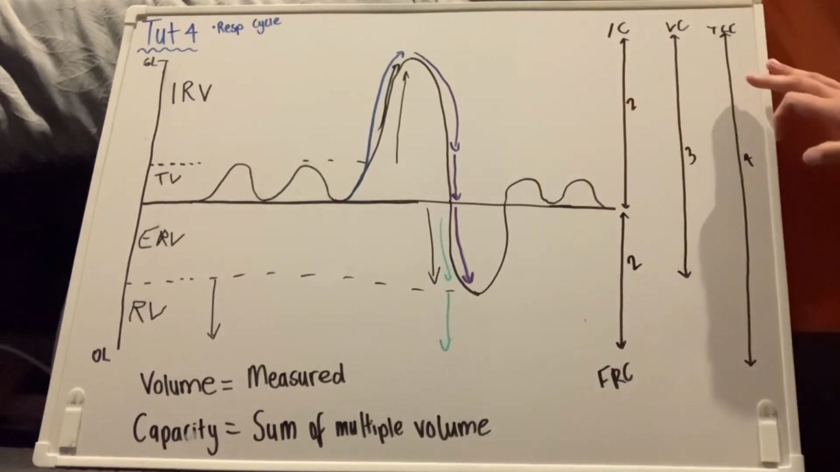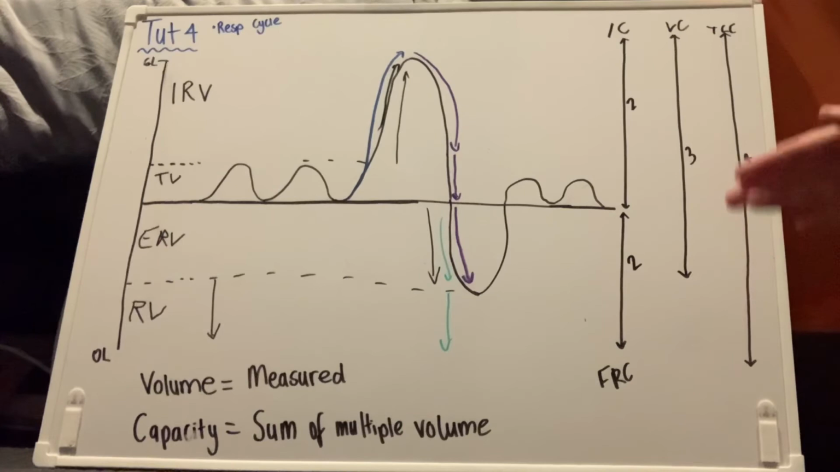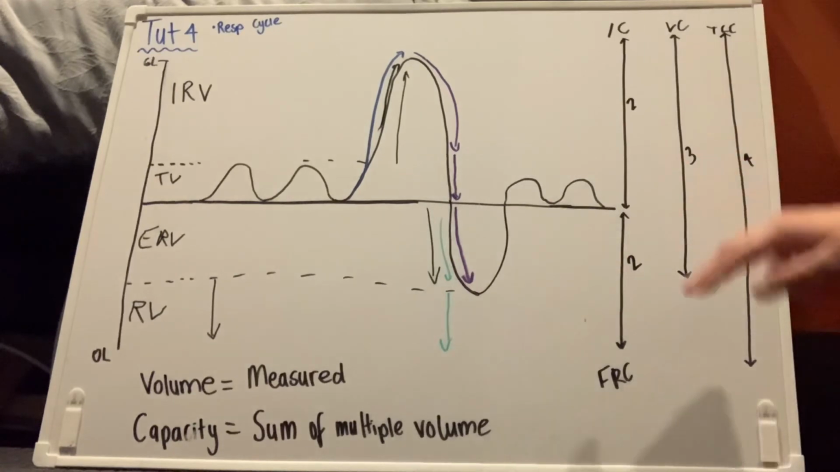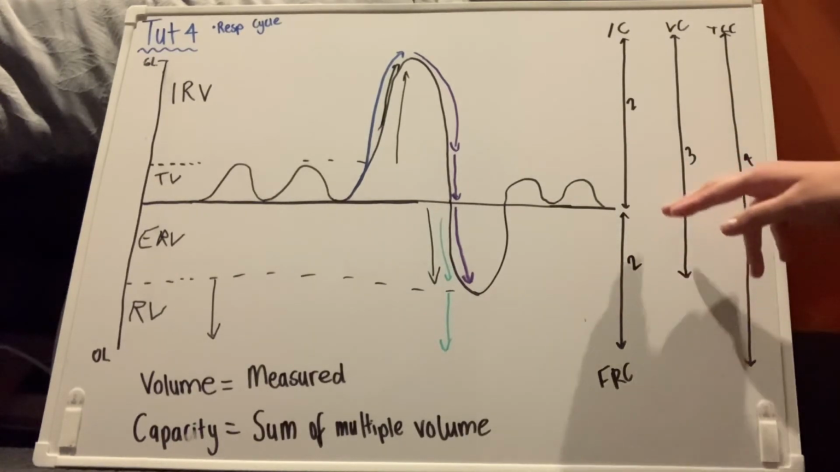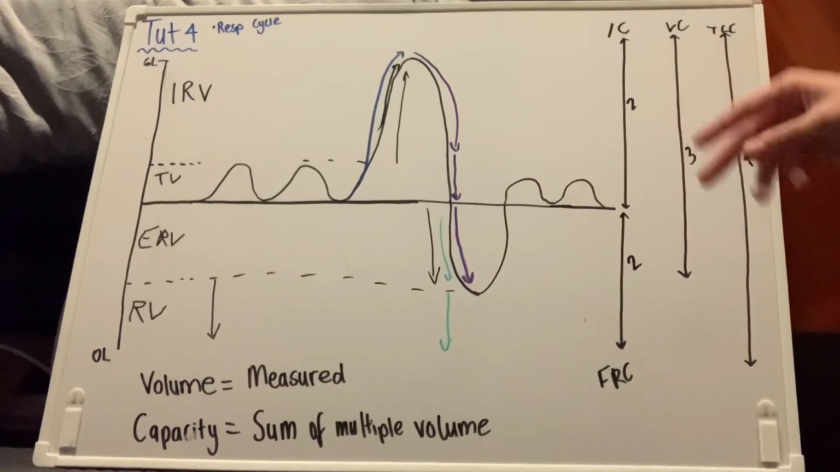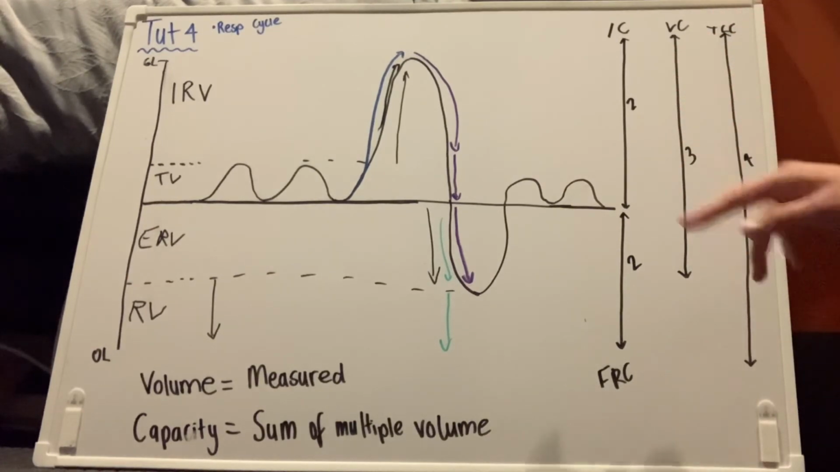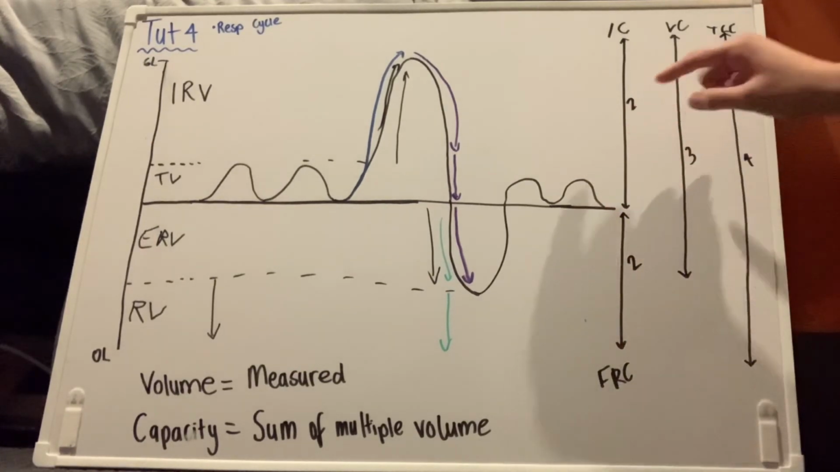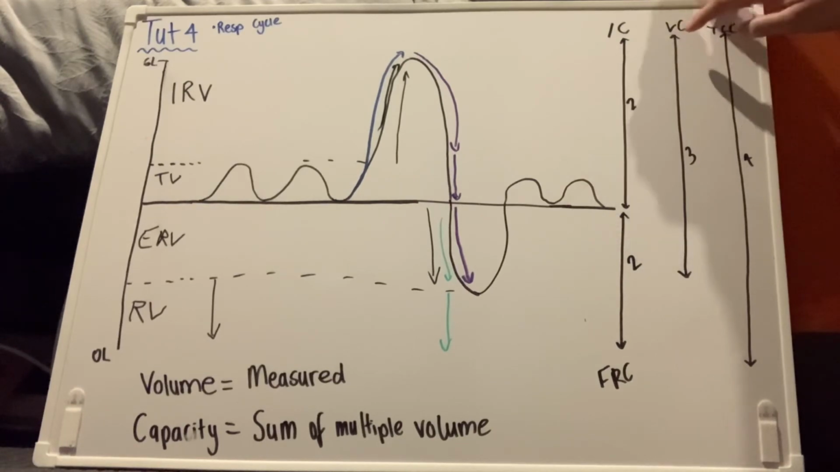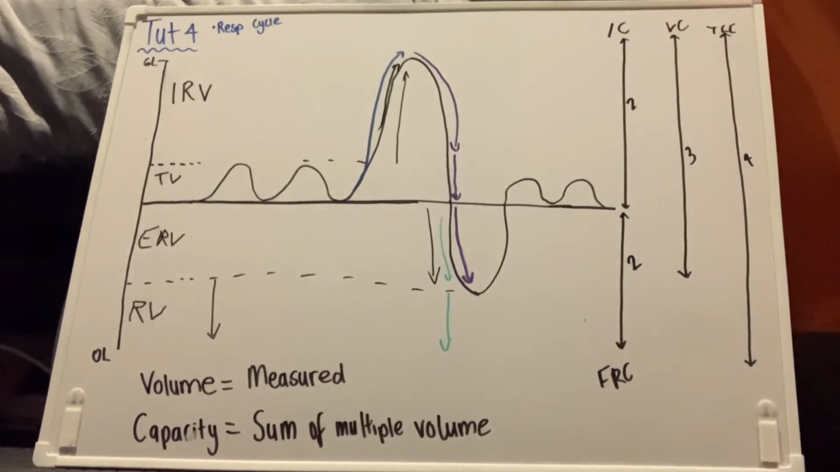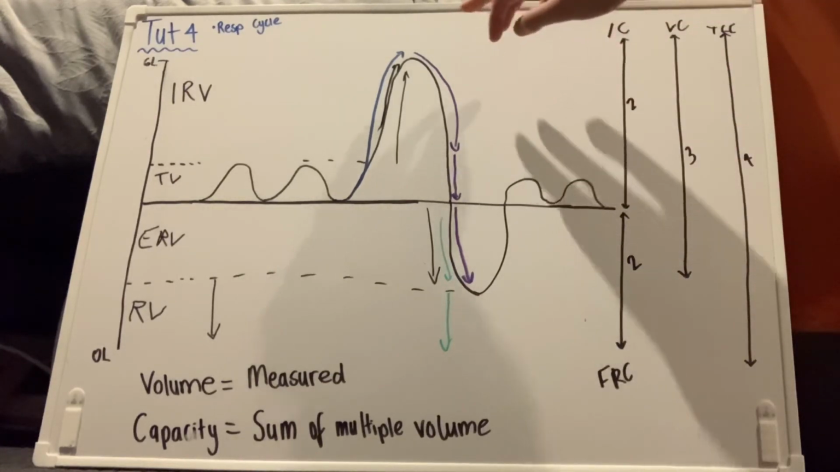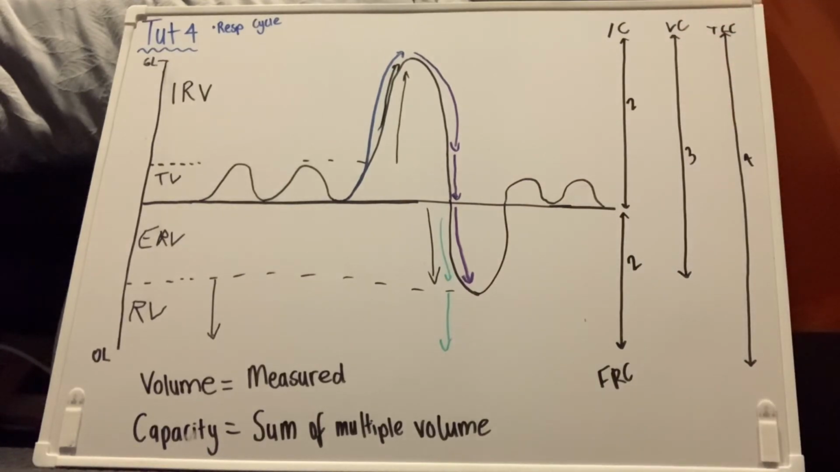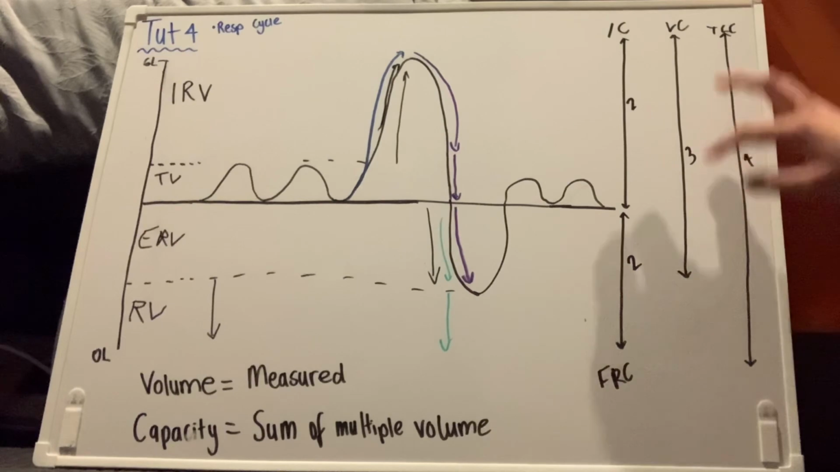Now we have our capacities, which are the sums of multiple volumes. Inspiratory capacity is basically all of the air that you're able to inspire. Then functional residual capacity is all the air that you're able to expire if you were to pop your lung and squeeze it out. So that's from the bottom of your tidal volume all the way down to 0. Then you have your vital capacity, which is all of the air that you're able to breathe. So from the top breath all the way out to all the way out. That's your vital capacity. So it's made up of your inspiratory reserve volume, tidal volume, and your expiratory reserve volume.